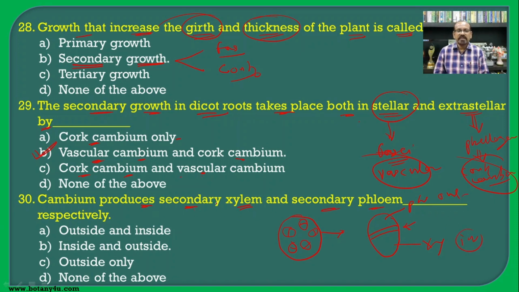So if you see the secondary xylem, the secondary xylem is formed to the inner side and the secondary phloem is formed to the outer side. So inside and outside, that is B, becomes the answer for this question.